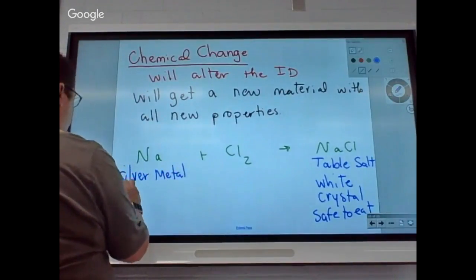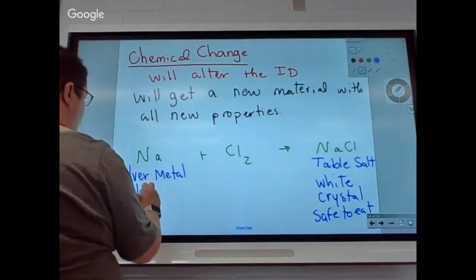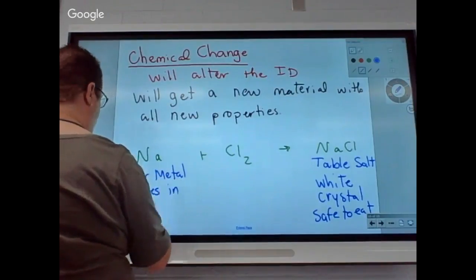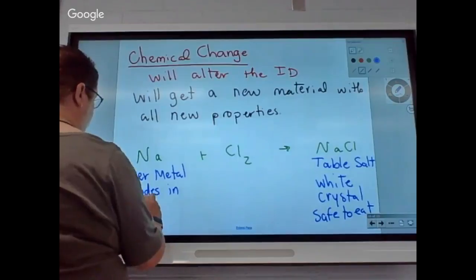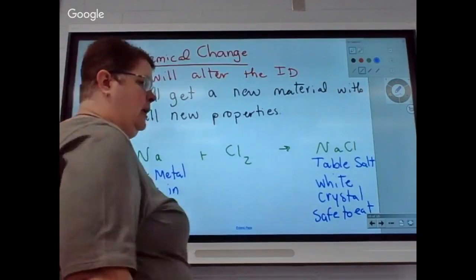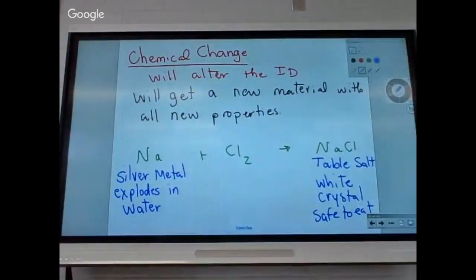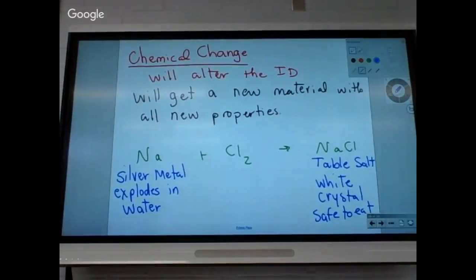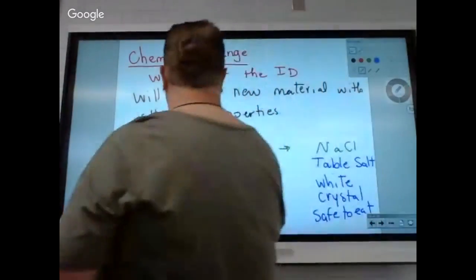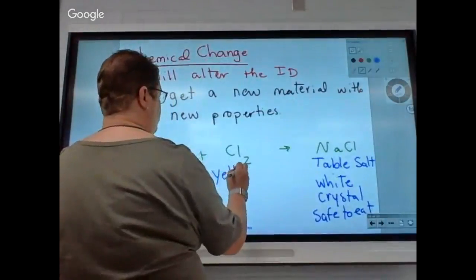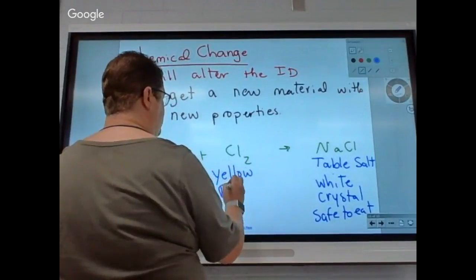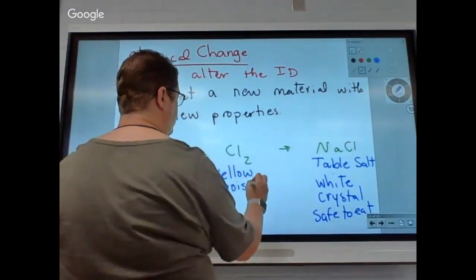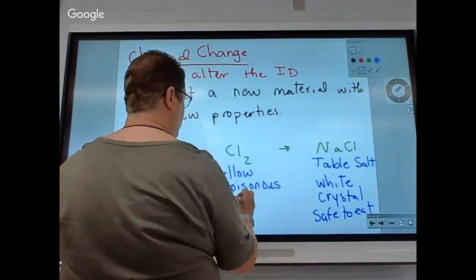It explodes in water. Okay? So, we're taking a silver metal. All right, it's in group 1. It explodes in water. We're going to combine it with chlorine. This is a yellow, poisonous gas.